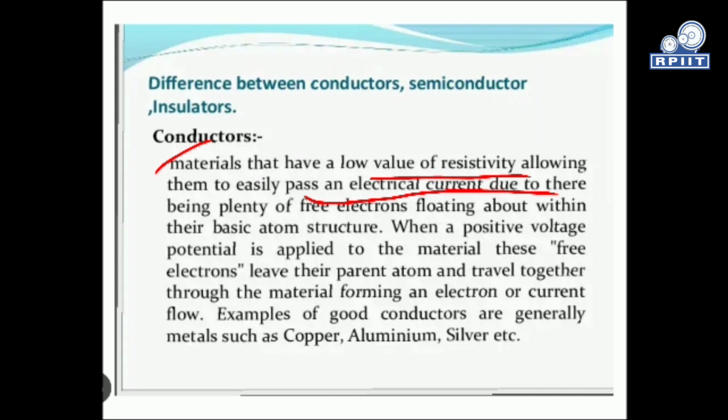Whenever a positive voltage is applied to the conducting material, free electrons leave their parent atoms and travel together through the material, forming an electron or current flow. So this is the basic idea: whenever we give a voltage supply to our conducting material, a current will flow in terms of electrons. Examples of good conductors are copper, aluminum, silver, etc. They are highly conducting materials.